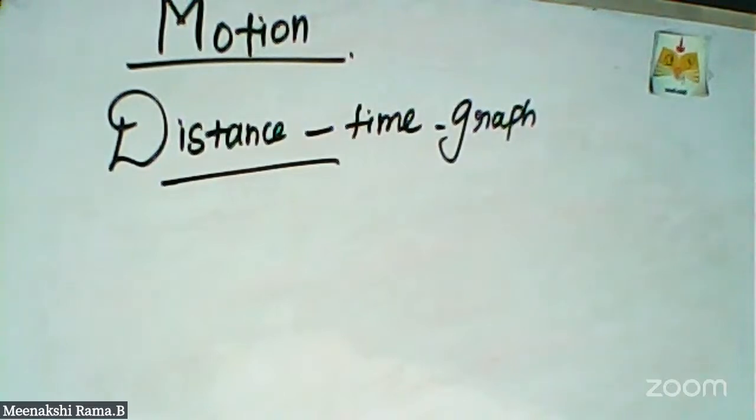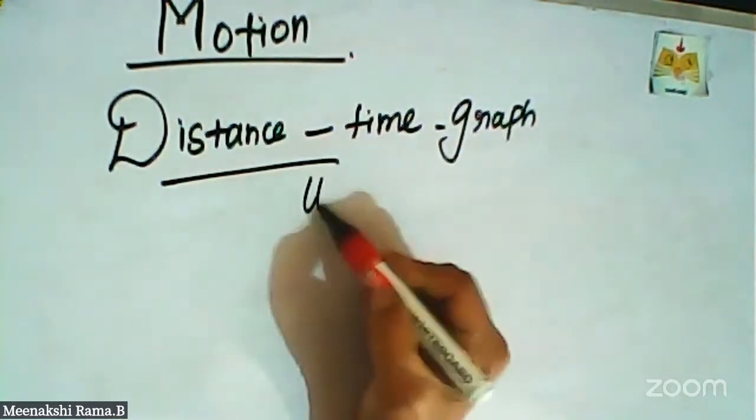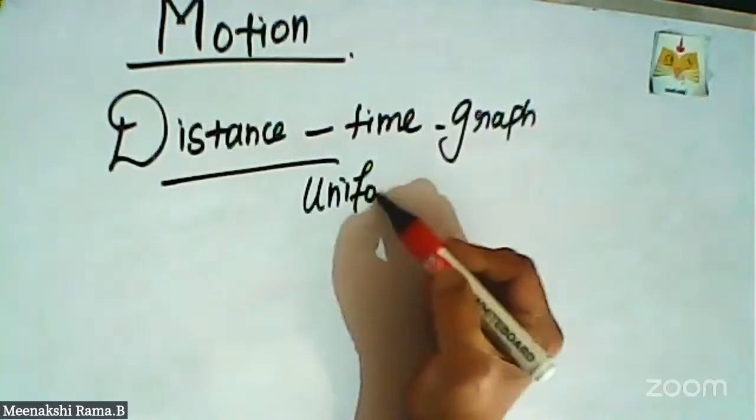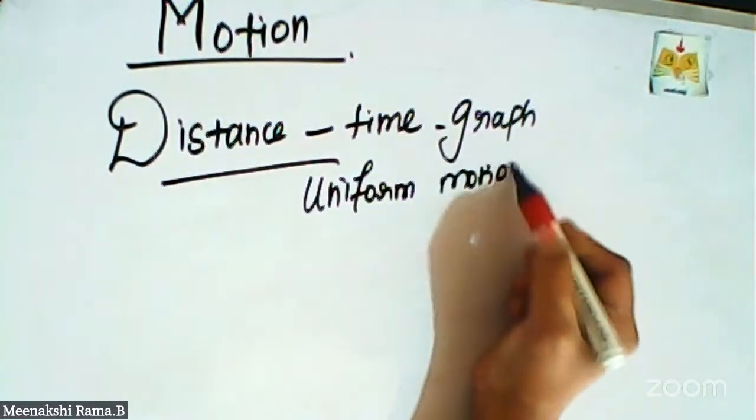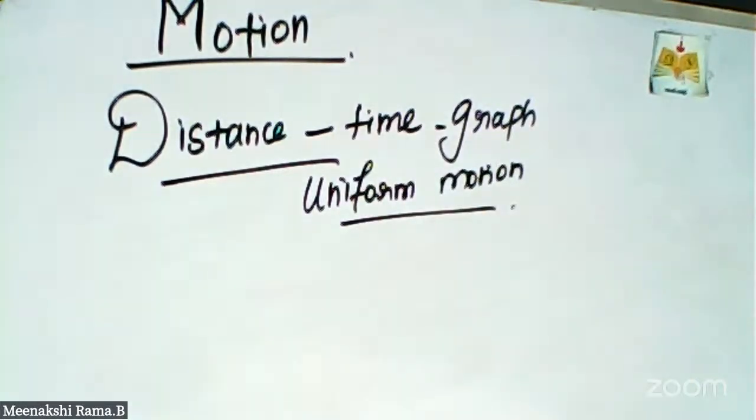Okay, in this session now I'm going to teach the explanation about the graphical representation of motion. Next one is the distance time graph for uniform motion. In uniform motion, how will the distance time graph be obtained?